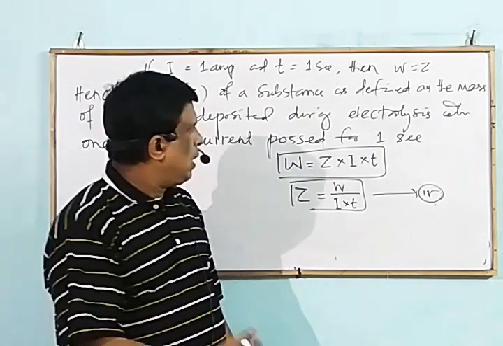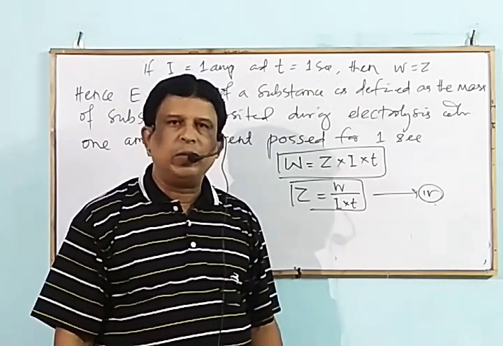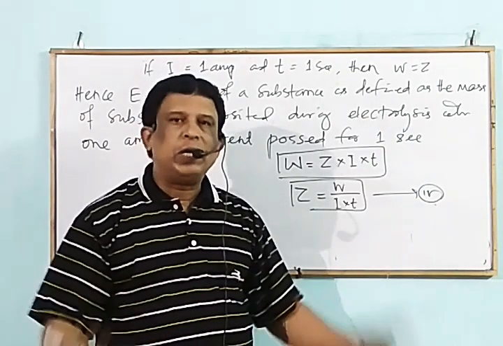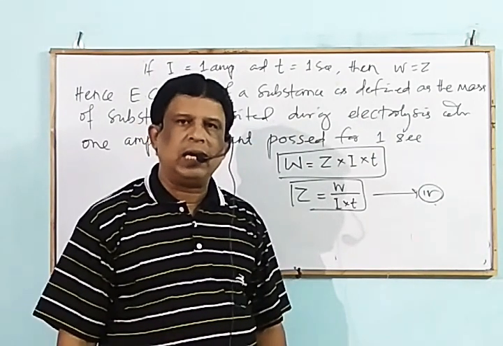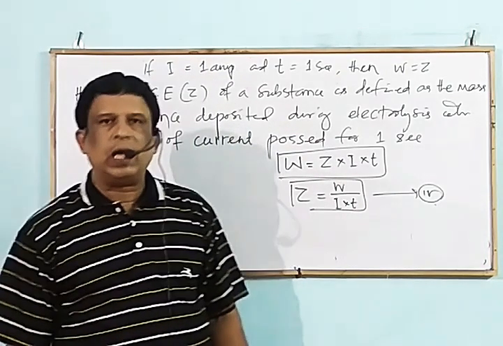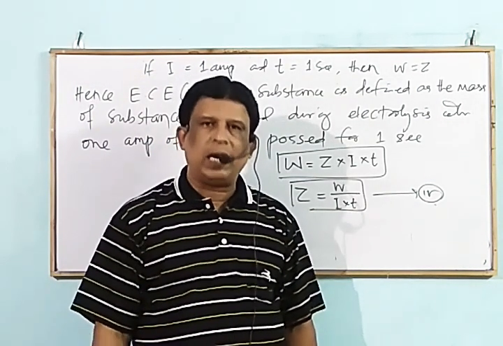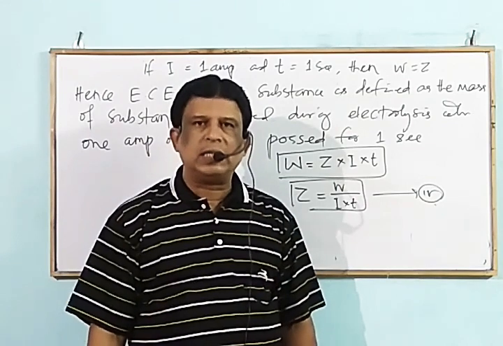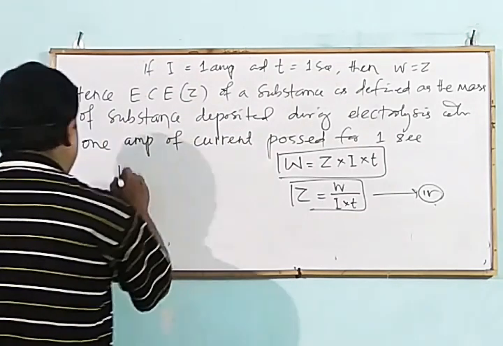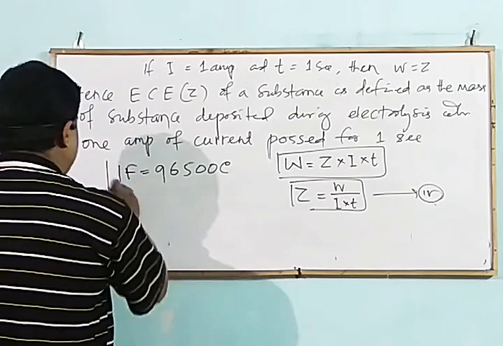Next, we know that the unit of charge is the coulomb. 1 coulomb is equal to 1 ampere into 1 second. Another bigger unit of charge is known as the Faraday, named after Michael Faraday. That is, 1 Faraday is equal to 96500 coulomb.